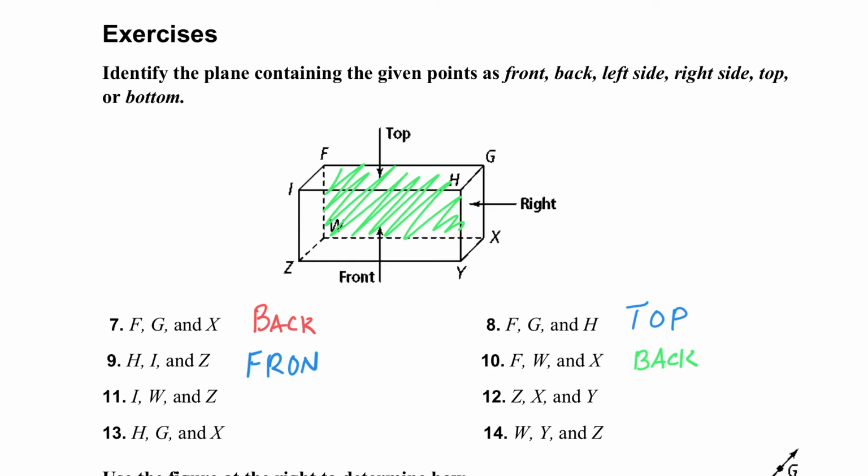I, W, and Z. So we have I, W, and Z, which is on the side, which is on the left side. Okay, so the next one that we want to do is the one dealing with Z, X, and Y. So we have Z, X, and Y, which is over here. I'm going to go ahead and color it. So Z, X, and Y. So here it is. It's on the bottom.